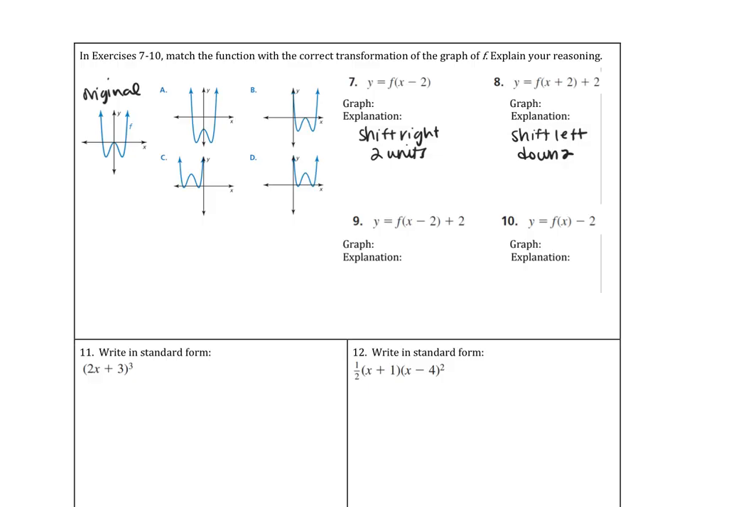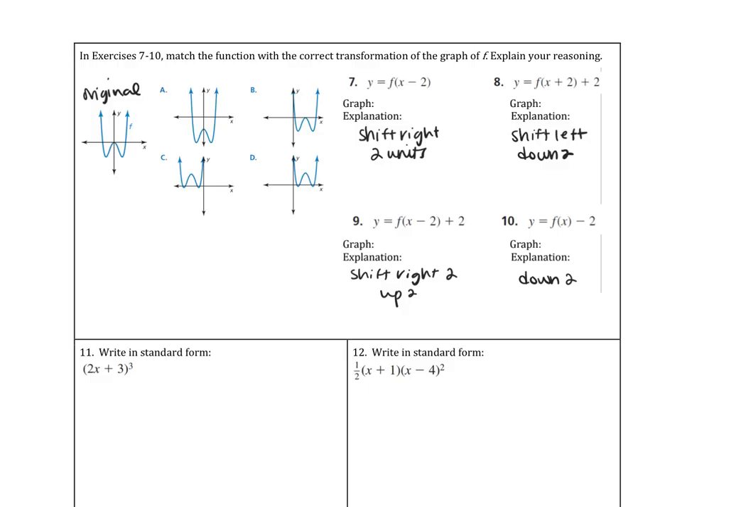the transformations that occur. Okay, for number 9, x minus 2 means shift right 2, and the plus 2 means also up 2, and f of x minus 2 for number 10 means we shift down 2. All right, so let's go ahead and look at the graphs right here.